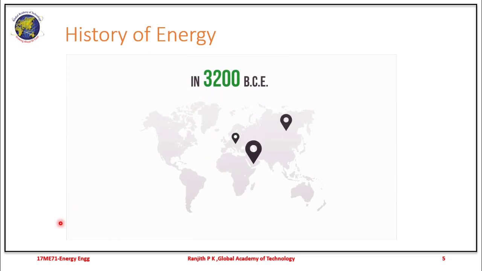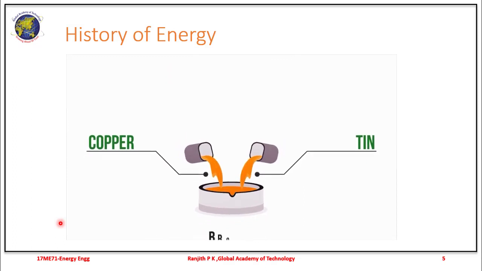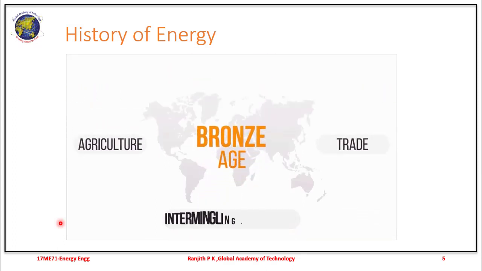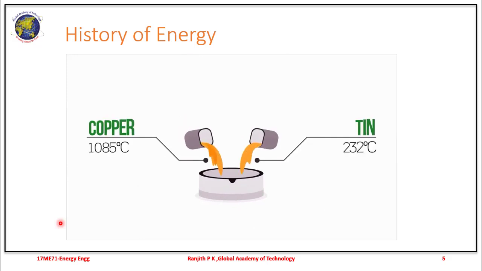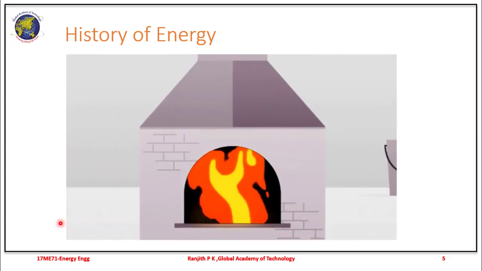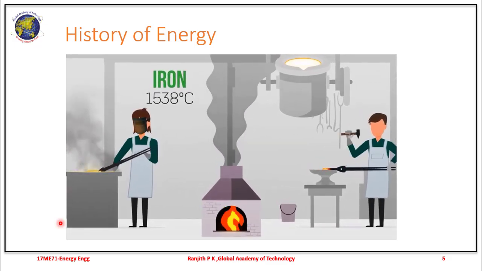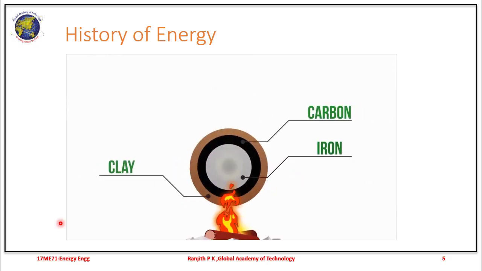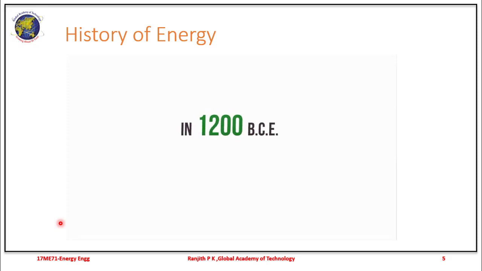In 3200 BCE, civilizations in places like the Middle East, Asia, and Europe discovered that the smelting of copper with tin created bronze, a hard, durable alloy. This technological leap gave life to the Bronze Age, an age which fostered trade, agriculture, and the first intermingling of cultures. While early kilns were hot enough to melt copper and tin, advancements were needed before they could melt iron, a stronger, more abundant metal.